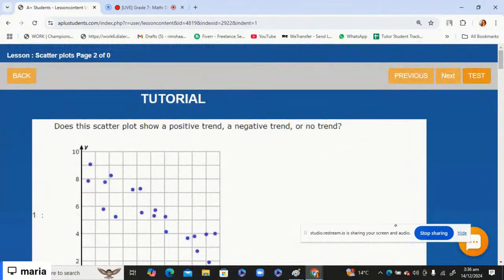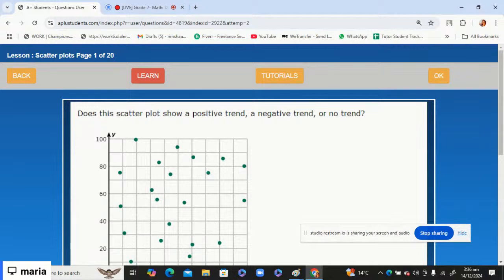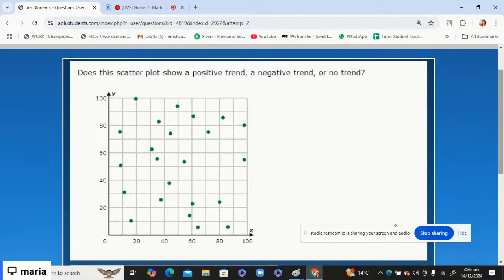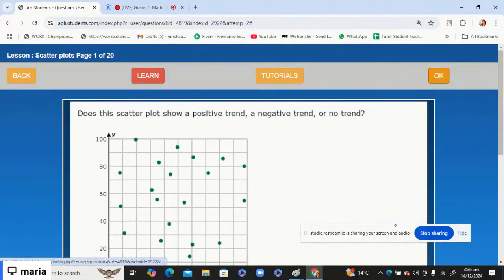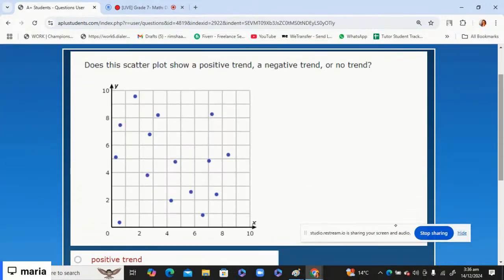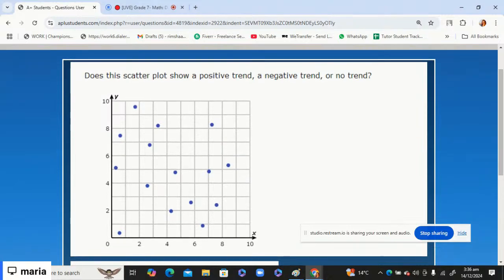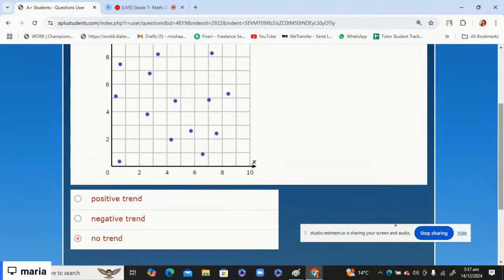Let's do one or two test questions for that. Okay. Is there any trend you are checking? No, there is no trend, so we can say no trend. Again, does this scatter plot show a positive trend, negative trend, or no trend? No, it's no trend. So we are marking this no trend.